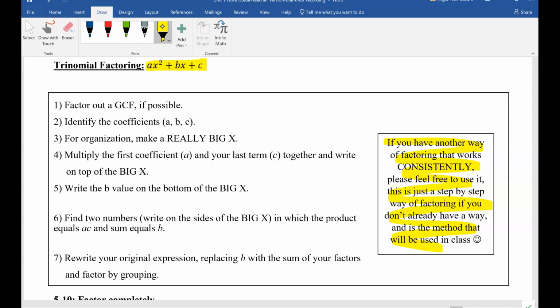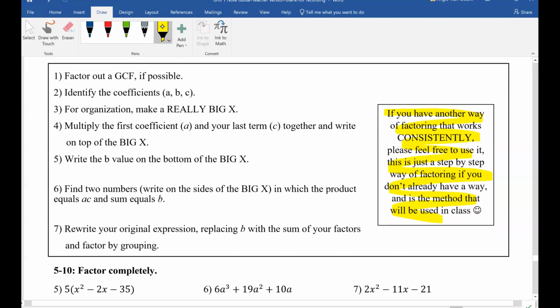So the guideline says, factor out GCF if possible. Identify the coefficients, A, B, and C. Now if you pick up a packet from Mrs. Lloyd or from Mrs. Lassner on campus, this part may be slightly different. You can cross it out and make it this way, or just email me and then I will send you a video that is exactly the same as it's stated on your packet when you pick up from Mrs. Lloyd and Mrs. Lassner. For organization, make a really big X.